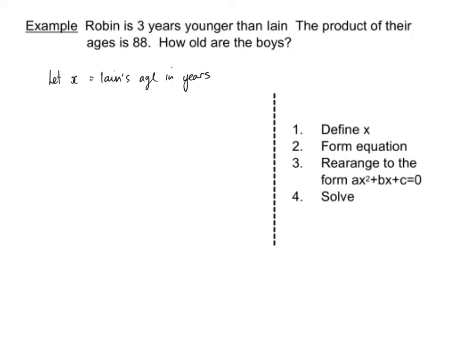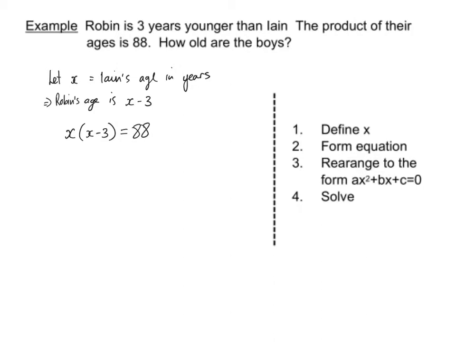If I know x is representing Ian's age, then that implies that Robin's age is going to be, well, he's 3 years younger than Ian. So if Ian is x, then Robin's age is x take away 3. Now, if the product of their ages is 88, that means when I multiply Ian's age and Robin's age together, I get 88. So let's start by saying, well, if I multiply Ian's age, which is x, by Robin's age, which is x minus 3. Remember, if I'm multiplying, we need the brackets here. And the product of their ages is 88.